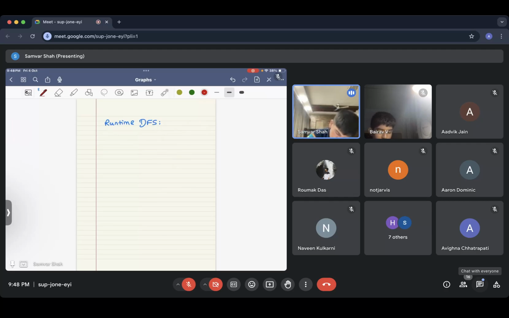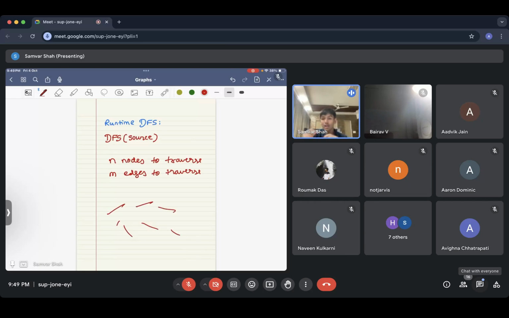Okay. So when we are doing DFS on some source node, yes, O of n plus m, what we are doing is a traversal. And whenever you are traversing, you have n nodes to traverse, and you have m edges to traverse. So your algorithm will cover all the edges. Now we're talking in big O notation. So in the worst case, it will cover all the edges and all the nodes. So that would just be O of n plus m.